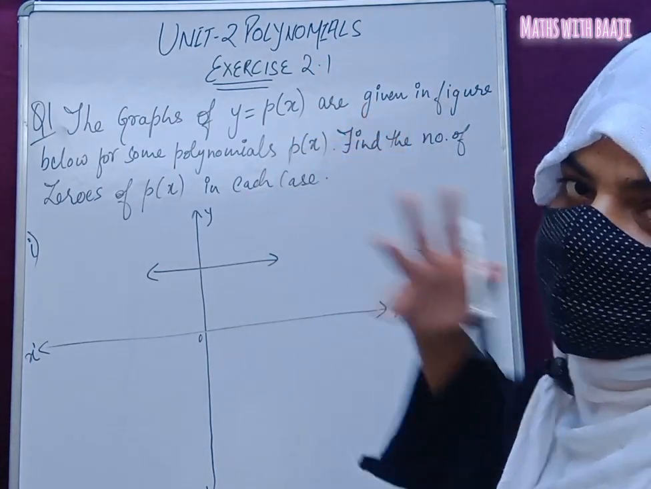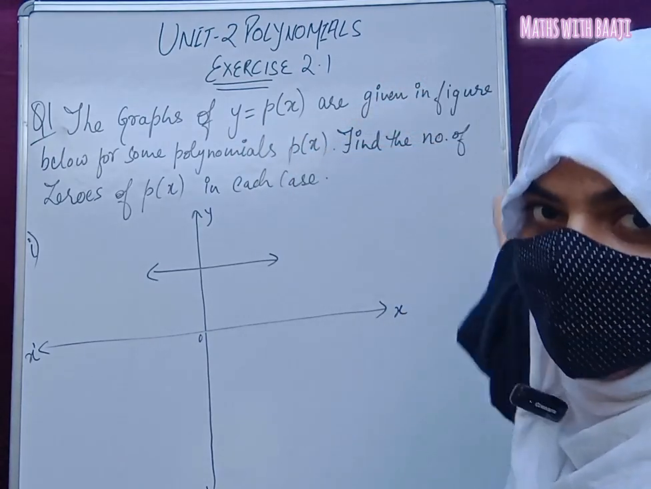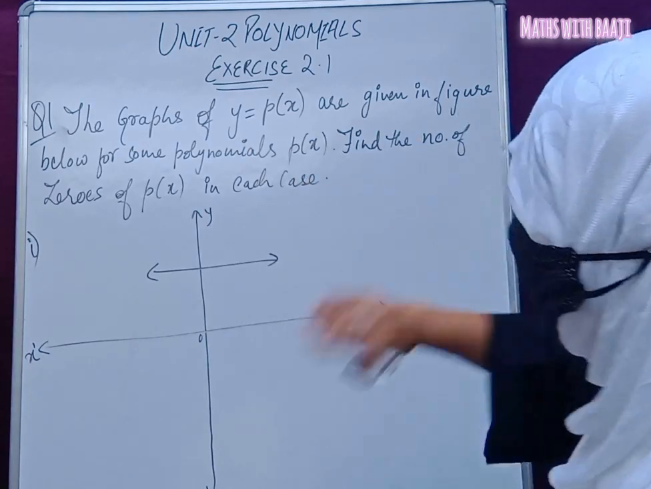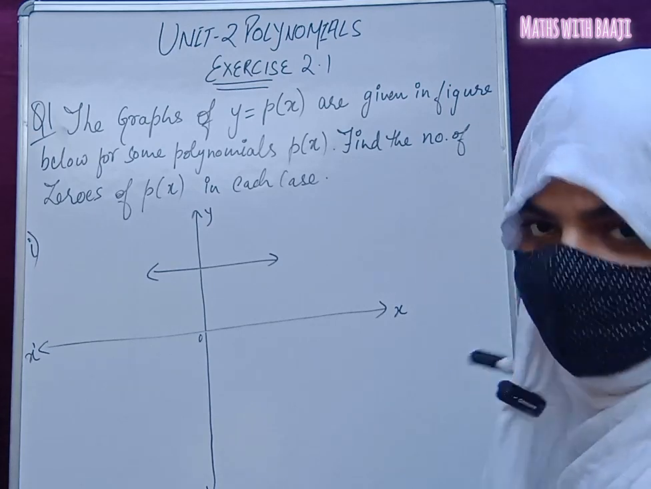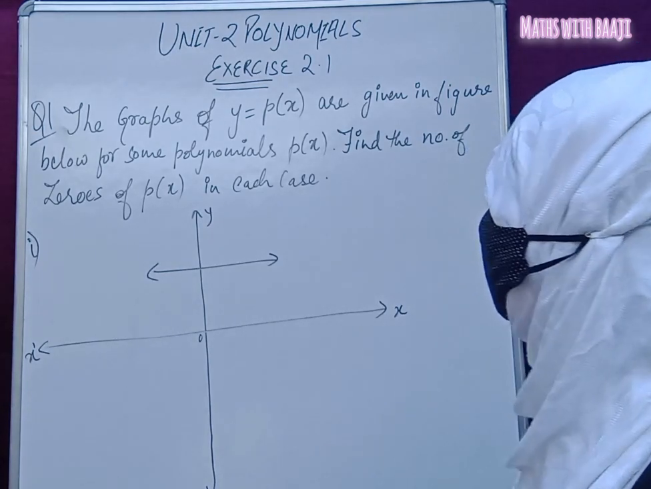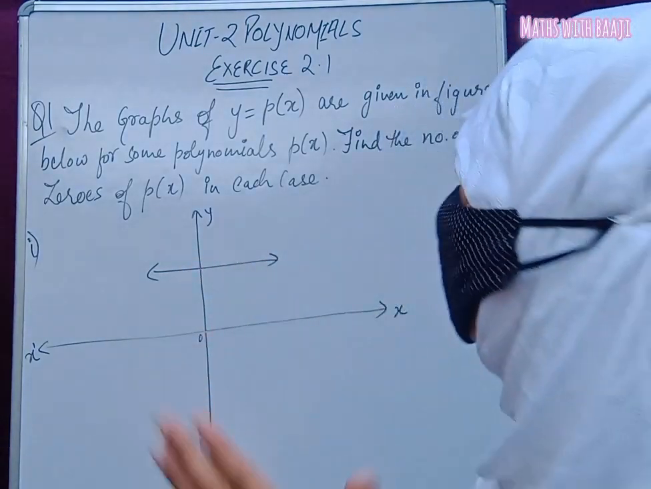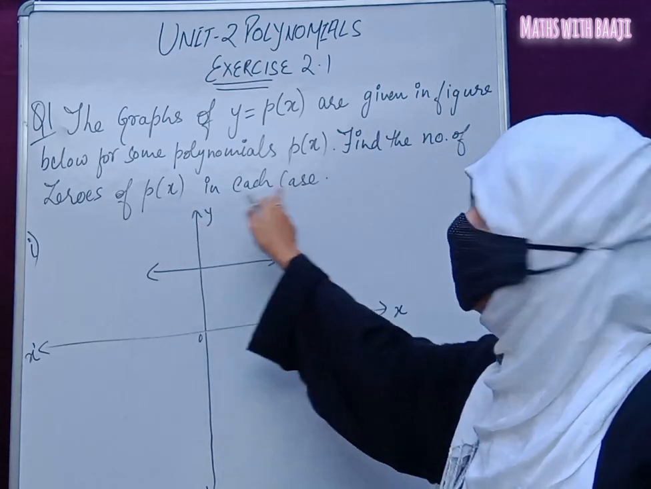So let's see exercise 2.1, what does it say? The graphs of y equals p of x are given in the figure below for some polynomials p of x. Find the number of zeros of p of x in each case.